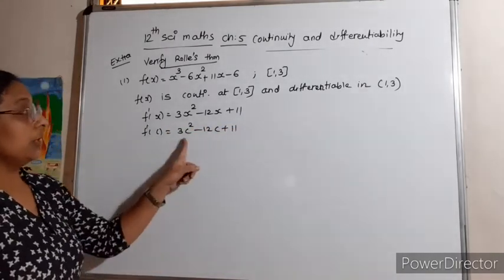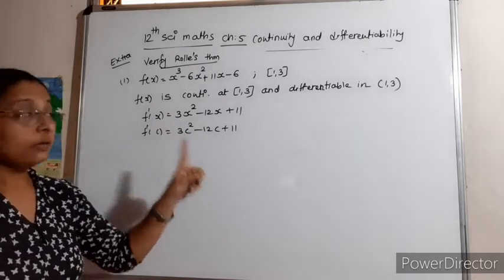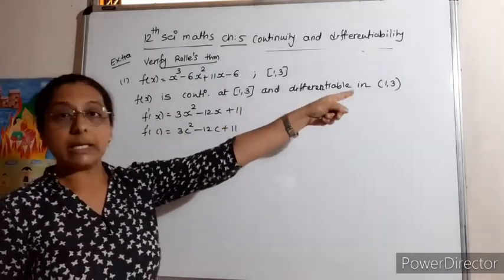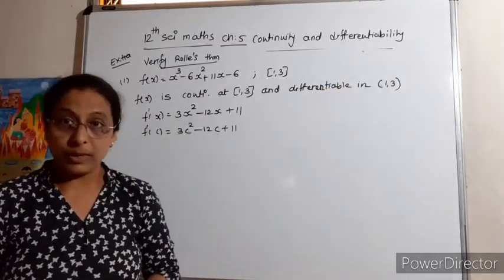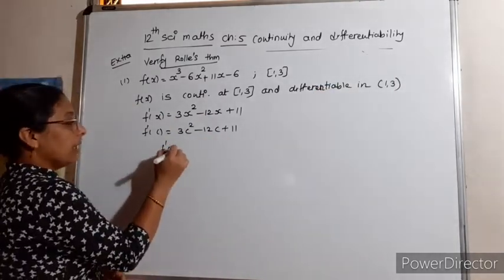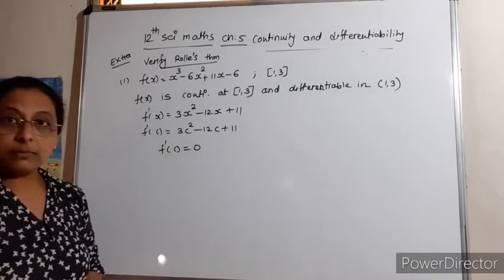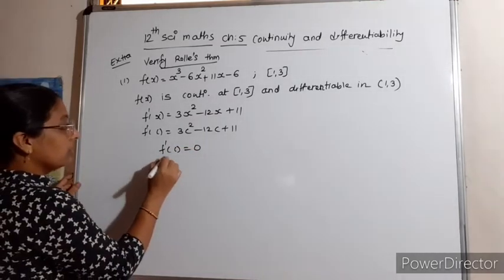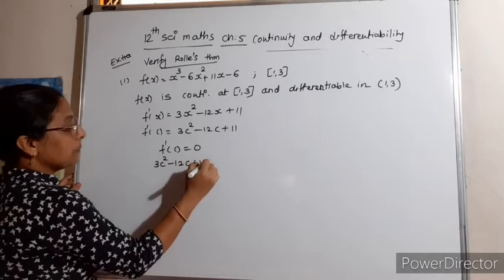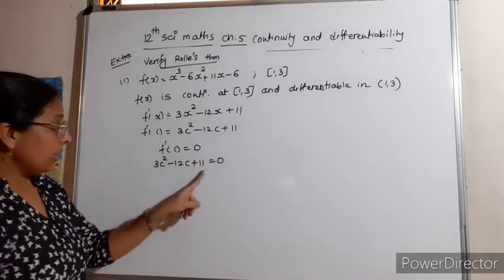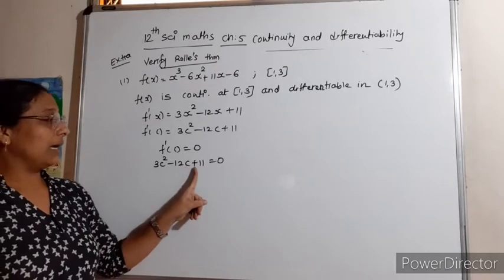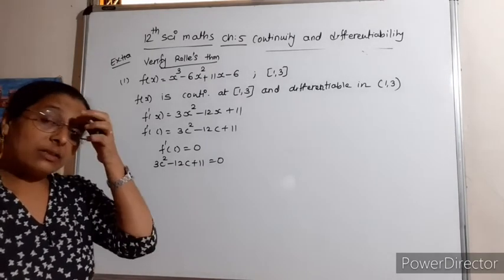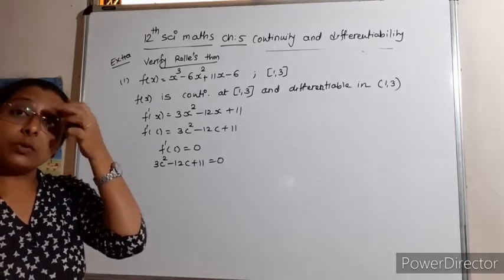Now here you have to find c, which belongs to this open interval (1, 3), such that f'(c) is equal to 0. So we will take f'(c) equal to 0. Then 3c² − 12c + 11 = 0. Now 11 3s are 33. We need factors of 33 whose sum is 12, but 11 3s are 33 has no such factors.